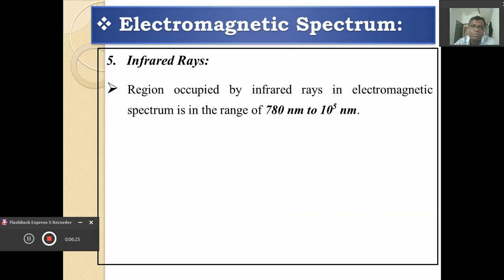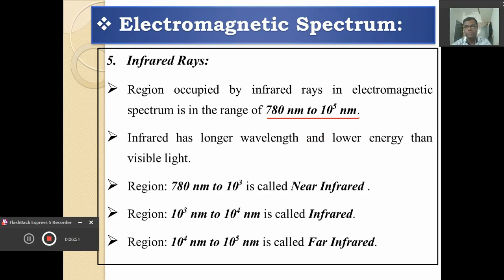The region occupied by IR radiation in the electromagnetic spectrum is from 780 nanometers to 10 raised to 5 nanometers. So this is the range in which the IR region extends, from 780 nanometers to 10 raised to 5 nanometers. So dear friends, this is another important electromagnetic radiation which is present in the electromagnetic spectrum.